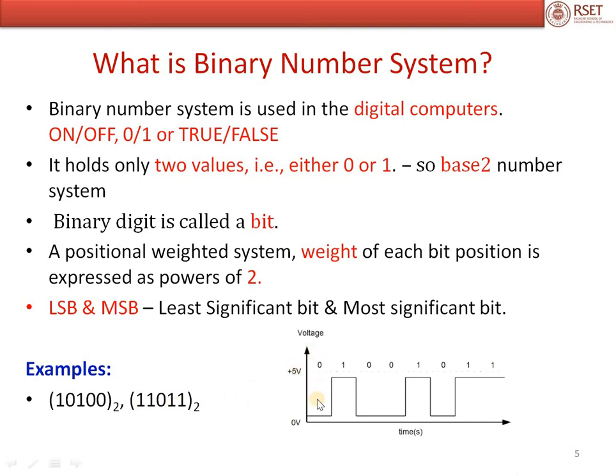This is the representation of information in a digital system. This is a signal with a voltage of 0 and 5 volt, and the 0 volt is represented as 0 in binary and 5 volt is represented as 1 in binary. So this binary number carries some kind of information.